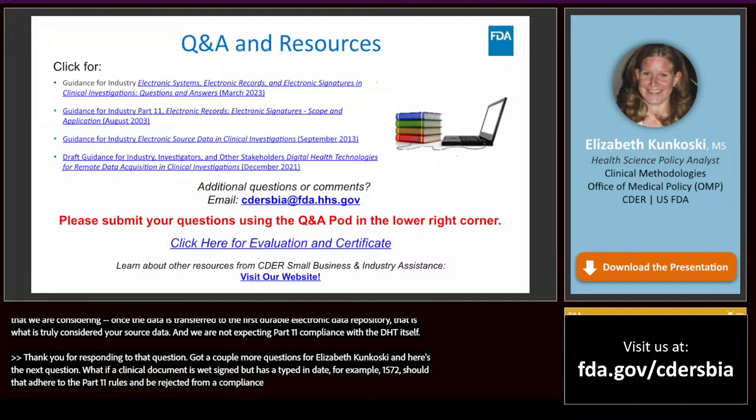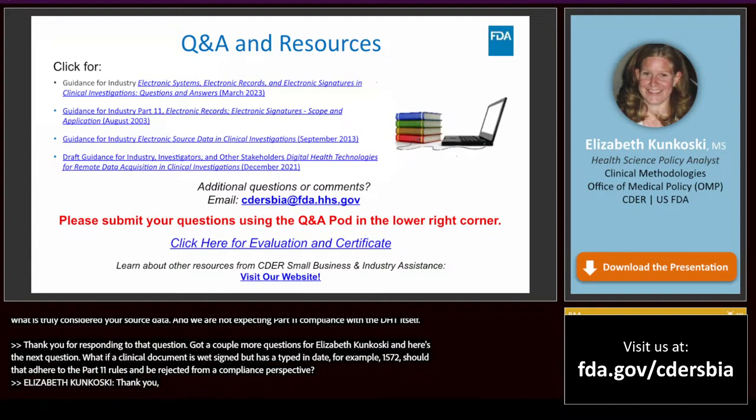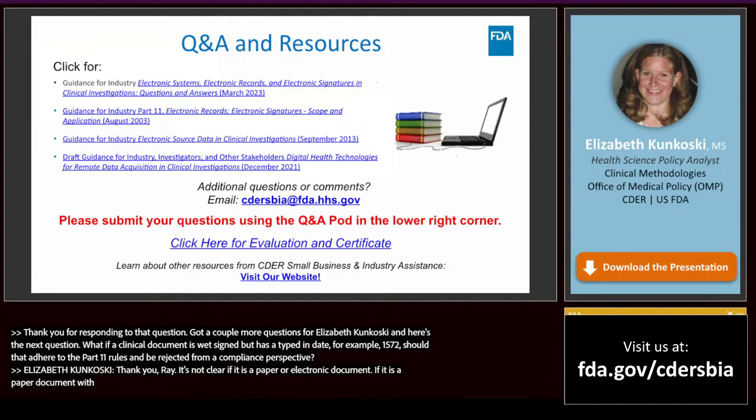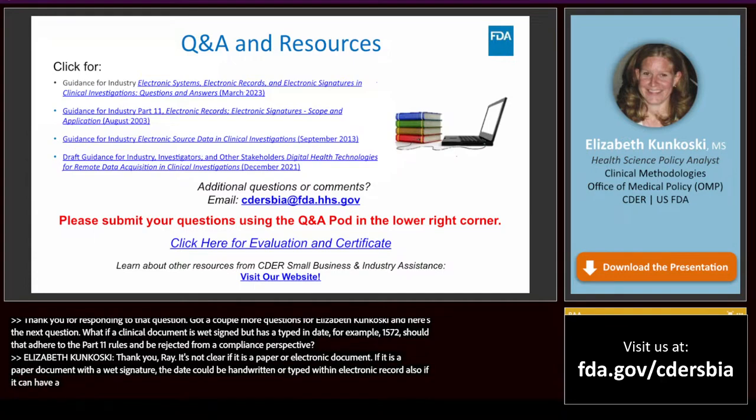Thank you, Ray. It's not clear if it is a paper or electronic document. If it is a paper document with a wet signature, the date could be handwritten or typed. An electronic record can also have a handwritten signature and the date typed in.